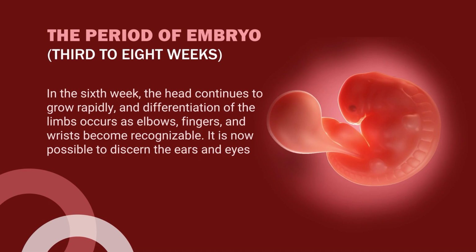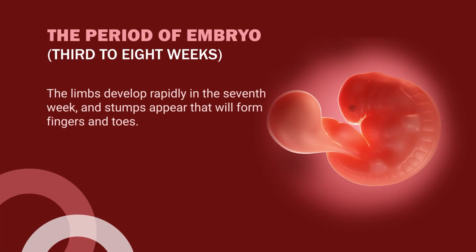In the 6th week, the head continues to grow rapidly, and differentiation of the limbs occurs as elbows, fingers and wrists become more recognizable. Now it is possible to discern the eyes and ears. That means we can understand where the ears and the eyes are, and the elbows, the fingers and the wrist all become recognizable. The limbs rapidly develop in the 7th week, and stumps appear that will form fingers and toes.